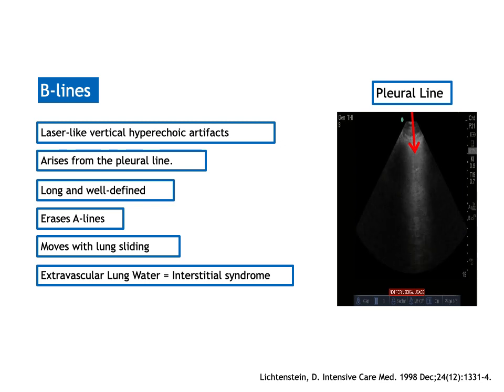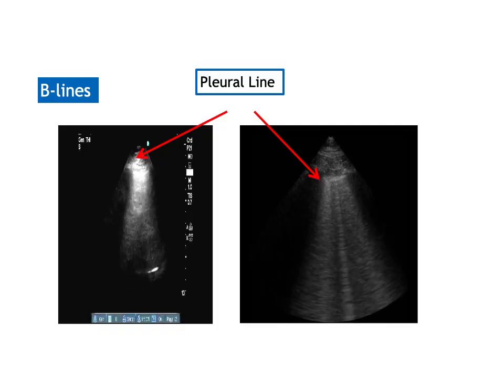When we start to see more B lines, this obscures the A lines underneath, which is an important thing to take into consideration. But remember, as we said, because they reflect the amount of extravascular lung water, they could be found in either cardiogenic or non-cardiogenic pulmonary edema.